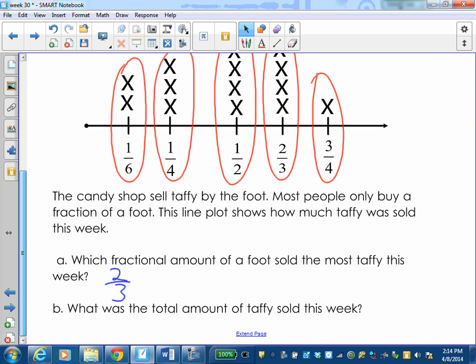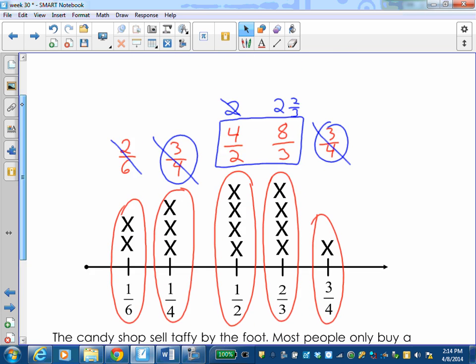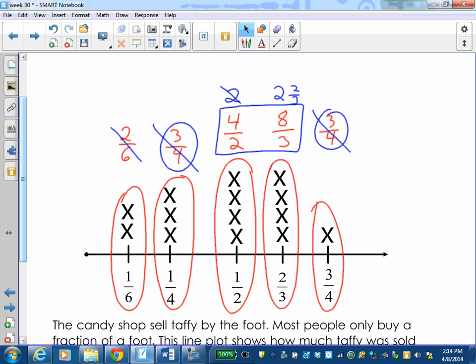All right? But what about the second one? Part B says, what was the total amount of taffy that was sold this week? Now I've got to go back. I've got to actually add all of this up together. And when I look at it, I see that for me there's kind of a problem.